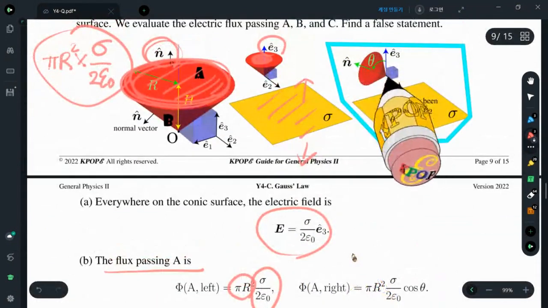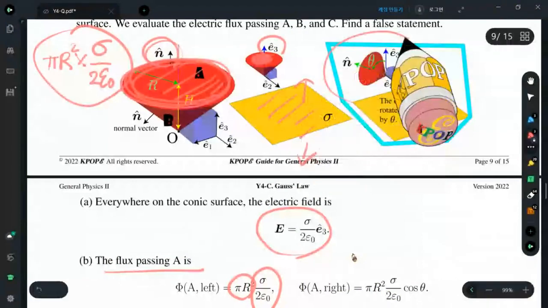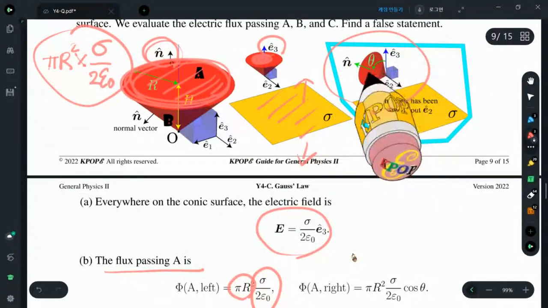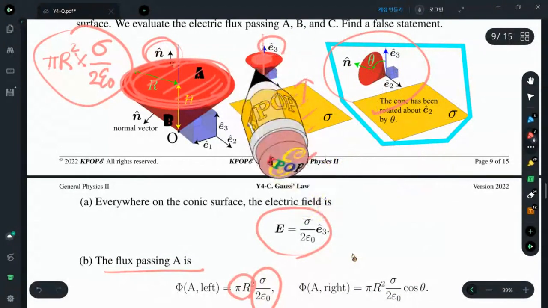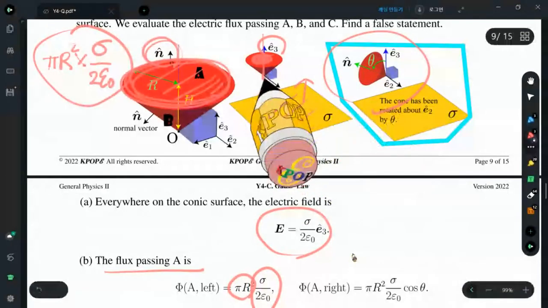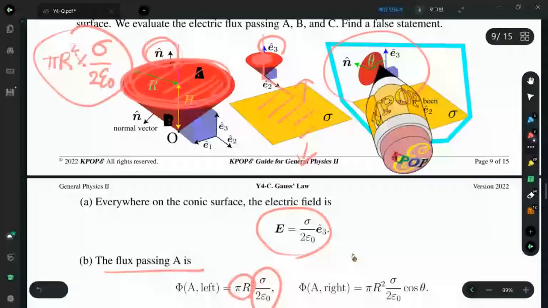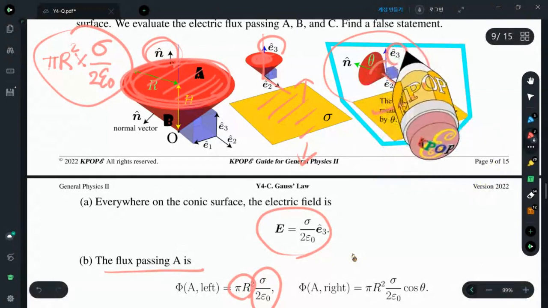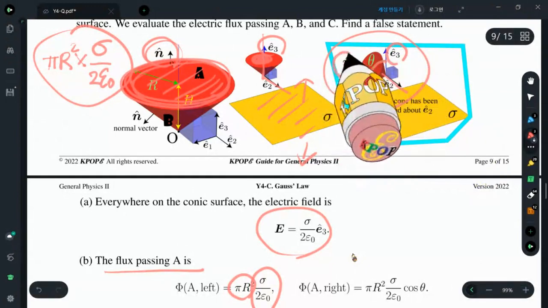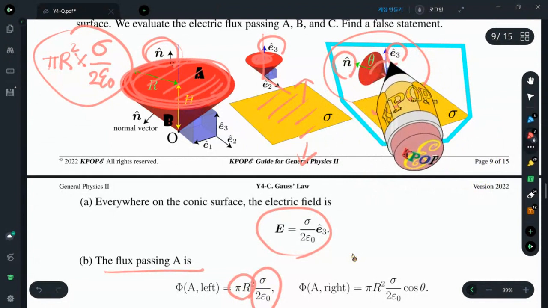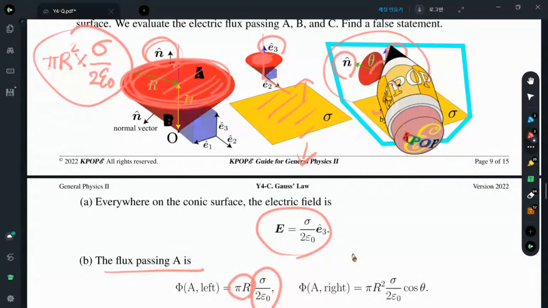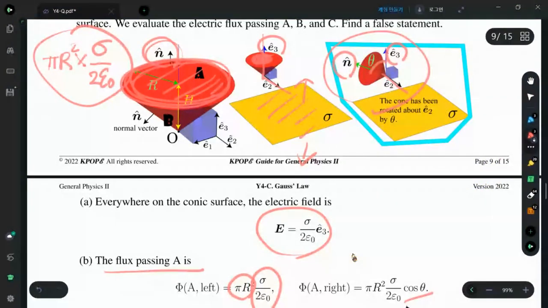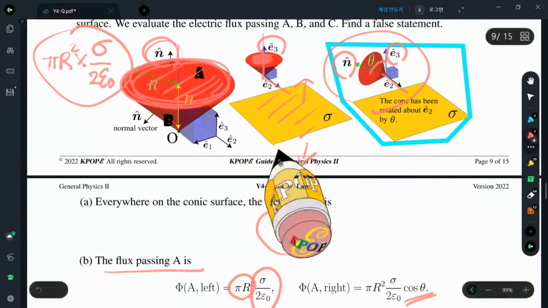However, we have rotated this side about the y-axis by an angle of theta. The electric field is along this direction, and this one makes the angle of theta. Therefore, we have an additional directional cosine theta.